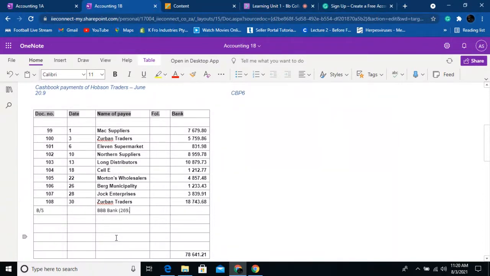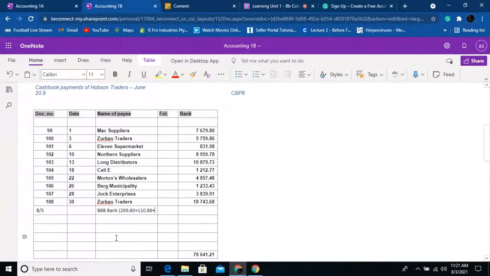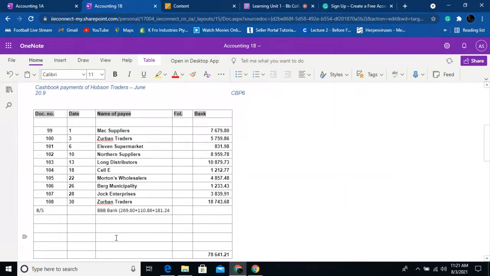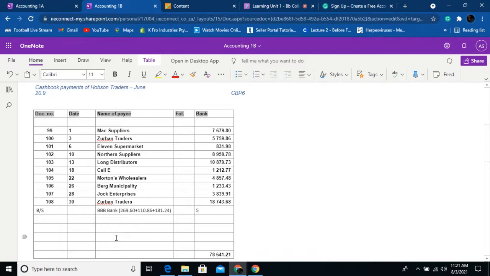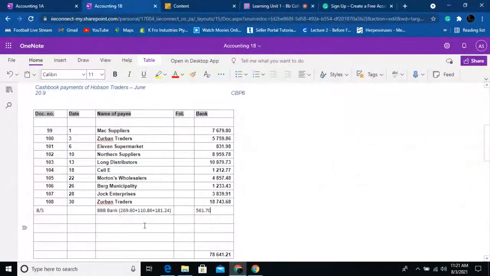If you look there on the 7th, with monthly account fees you got 269.90 or 60? Then you have plus, what's the next amount? Government levy, there you got 110.86. And then plus, what else? Transaction fees, 181.4. If you add all those amounts together, you get 561.70. Let me quickly check if there are any questions. Okay, everybody's still happy? Right, so that's the first thing we need to record there.